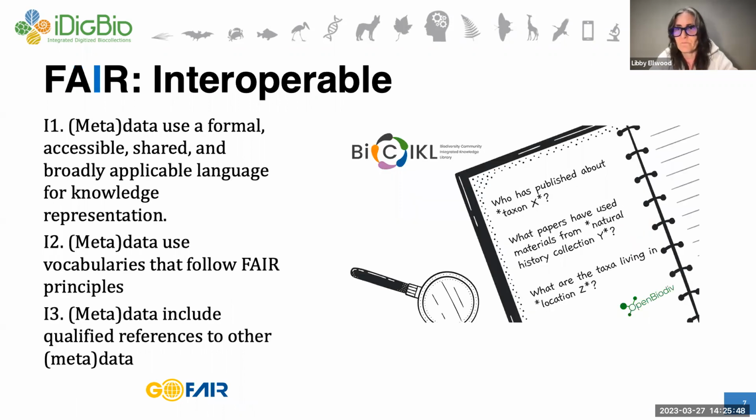Next, we have interoperable. Imagine we've just downloaded data sets from several collections in that European study, or even from several of the Big B institutions. In order to address questions like those listed here, who has published about a certain bee species, what papers have used materials from a collection, what bees are living at a given location, the data need to be interoperable. And interoperable doesn't necessarily mean identically formatted or containing all of the same variables, but it does mean that the data need to be able to work with each other. And that includes using a common language, perhaps an ontology or shared vocabulary that follows community standards.